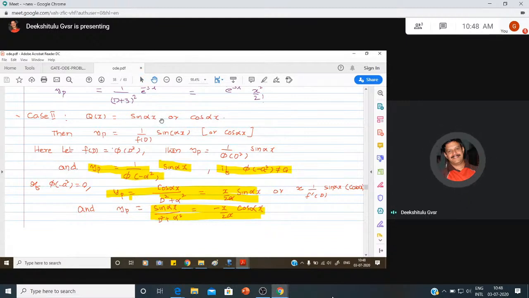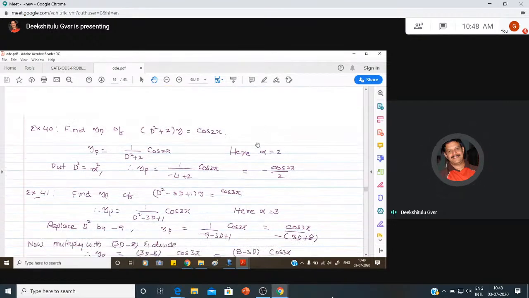Whenever q of x is equal to sin alpha x or cos alpha x, then yp is as usual 1 by f(D) of sin alpha x or cos alpha x. I am writing both because the method is the same for both. Then we consider f(D) as phi of D square. Then the particular integral is 1 by phi of minus alpha square, if phi of minus alpha square is not equal to 0. If it is equal to 0, that is a problem. Then yp you can take directly as x by 2 alpha sin alpha x, or in general, if you want to remember, x into 1 by f dash D of sin alpha x or cos alpha x.